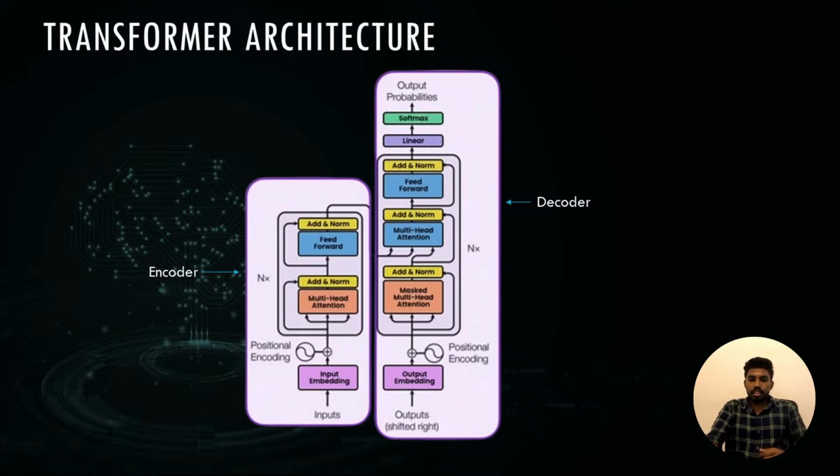So, normalization and residual connections. Each sublayer, including the multi-head attention and the feed-forward neural network, is followed by layer normalization. This step stabilizes and accelerates the training process. Additionally, residual connections are used to add the input of a sublayer to its output. This helps mitigate the vanishing gradient problem.